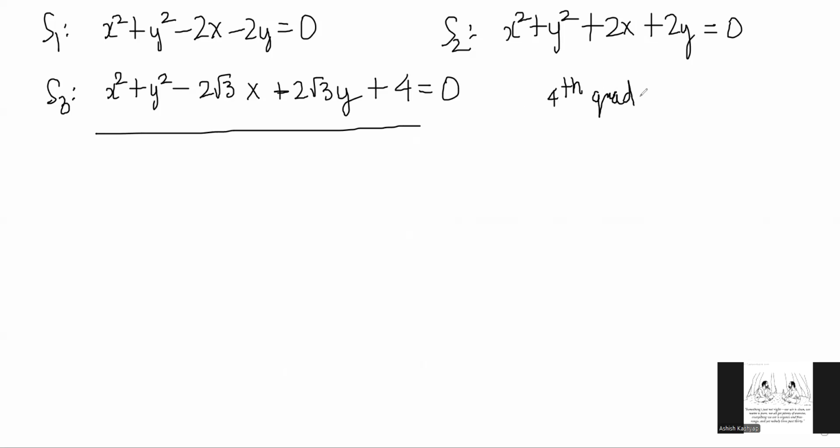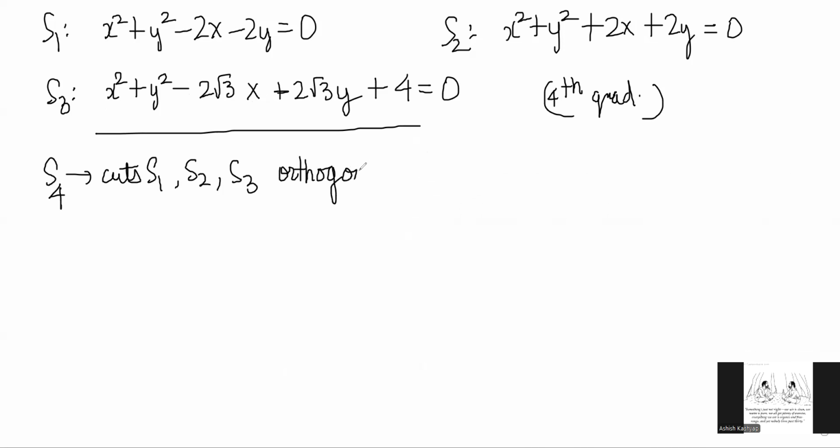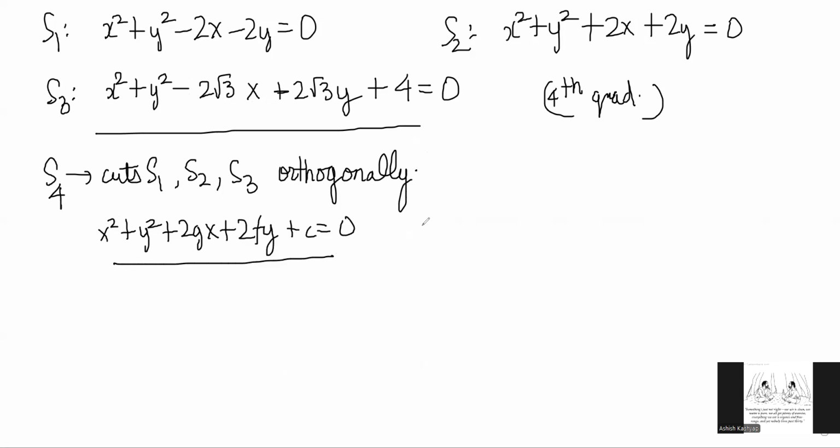Obviously, there is another version of S3, which is the second quadrant version, but it is just going to be plus here and minus here, right? So these are my three equations. We need a fourth circle S4 that cuts S1, S2, and S3 orthogonally. Now there are multiple ways to do this problem. One way to do it is to assume x square plus y square plus 2gx plus 2fy plus c equal to 0 is the equation of S4, and use the condition of orthogonal intersection.